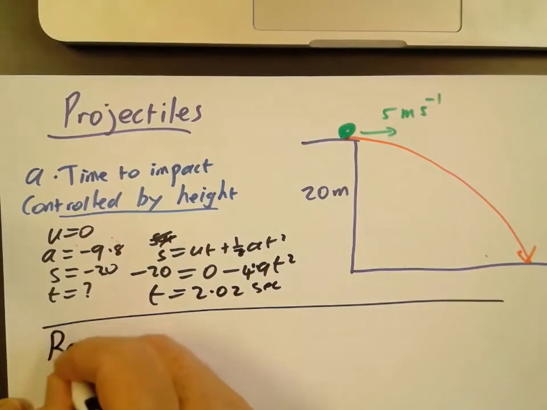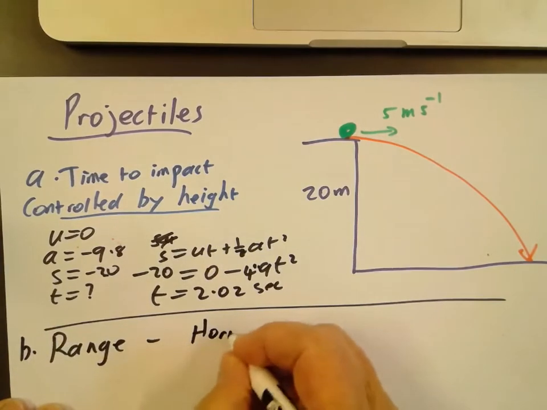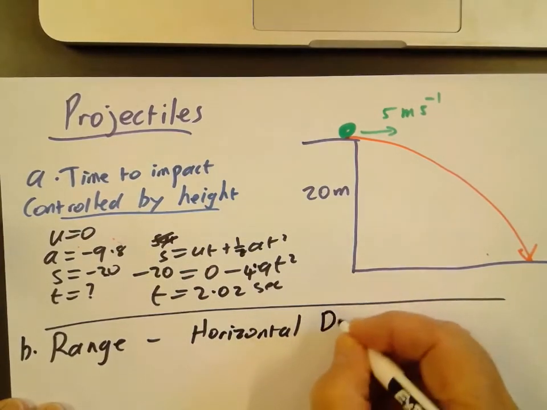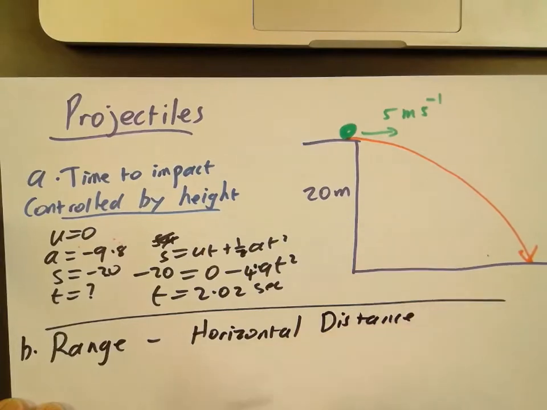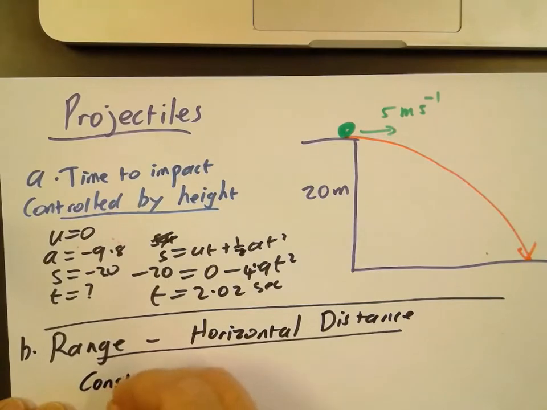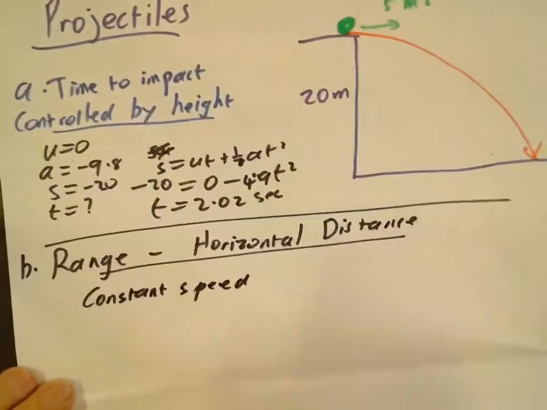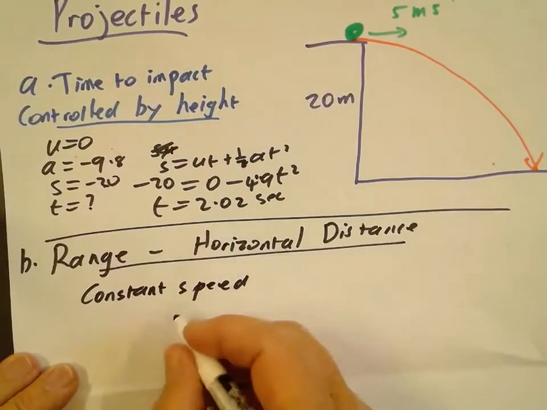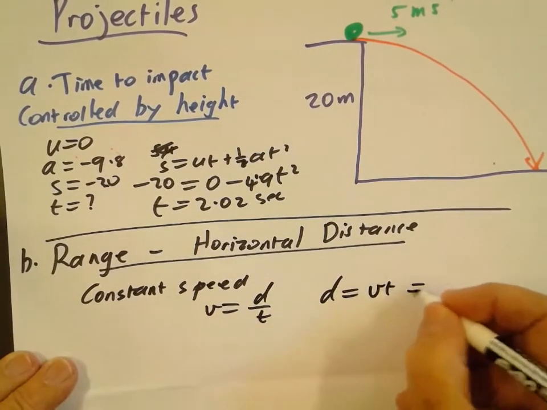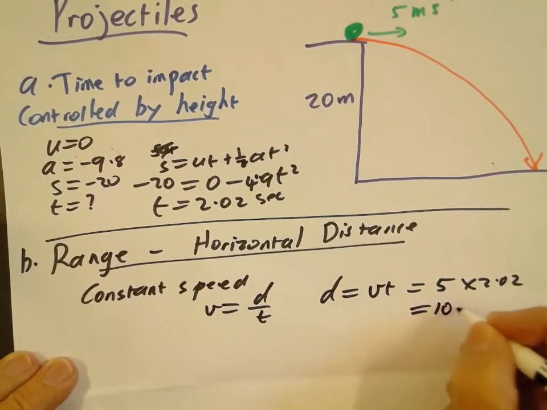And the range we need to calculate, which is the horizontal distance. That's the normal word used to describe the horizontal distance of any projectile. Doesn't matter what the situation. Don't forget, horizontal is at constant speed. So because it's a constant speed, velocity equals distance on time, or d equals vt equals the original 5 times the new time, which is 10.1 meters.